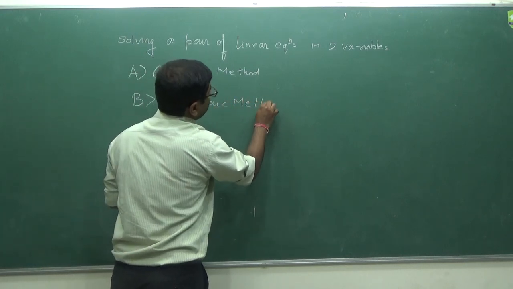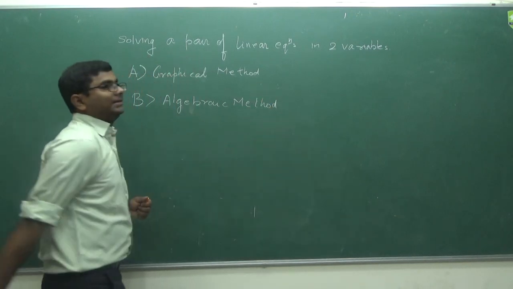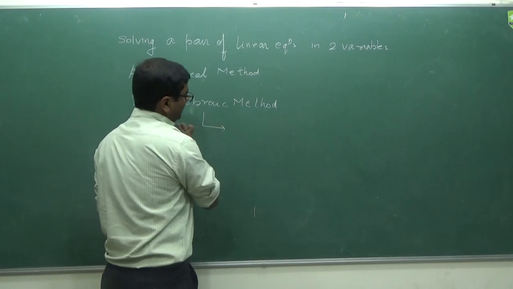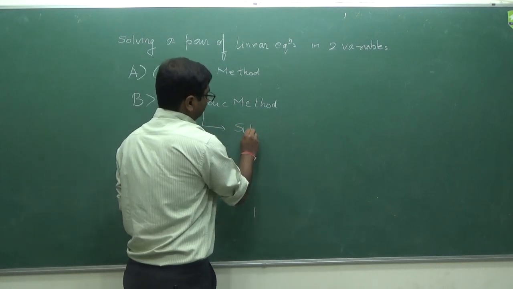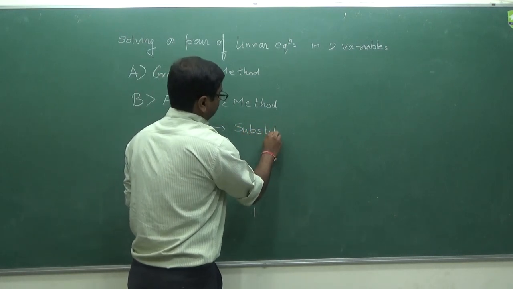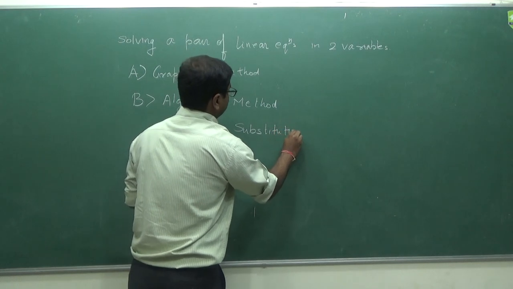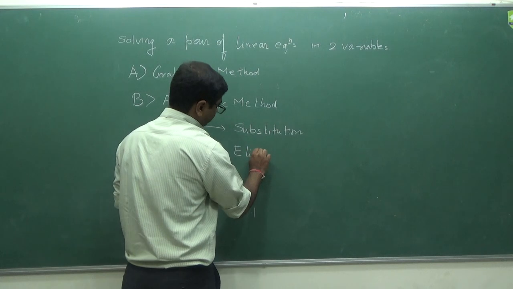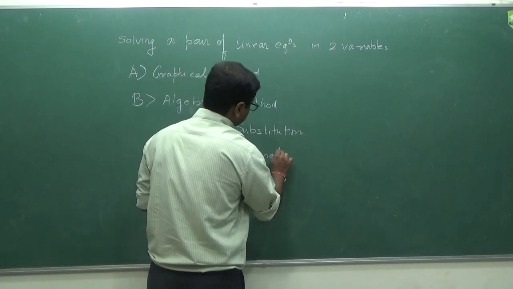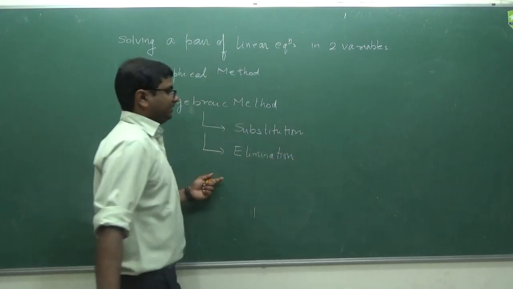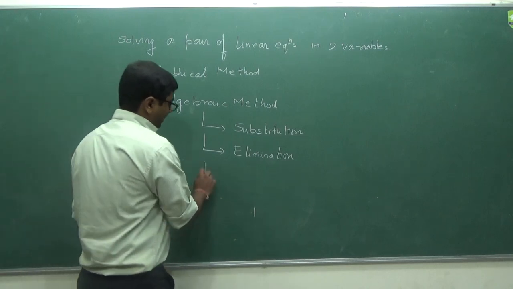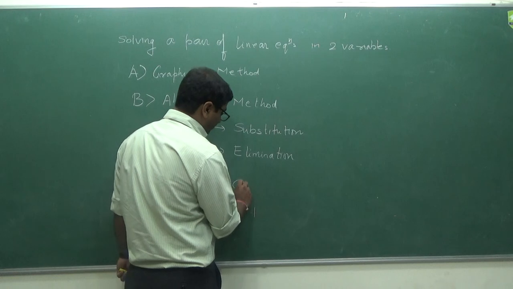And in this method itself there are multiple such methods. One is substitution. Then there is something called elimination. Many times they call it elimination by equating the coefficients. And then the third is cross multiplication.